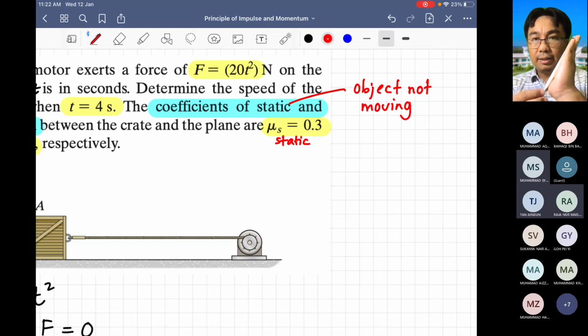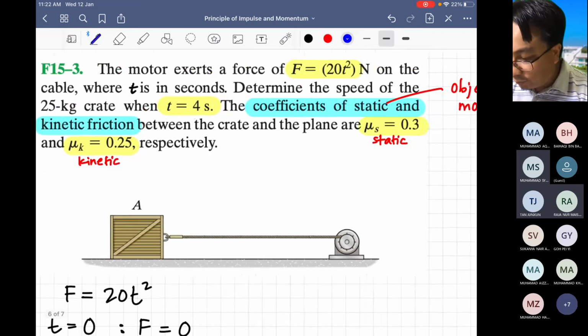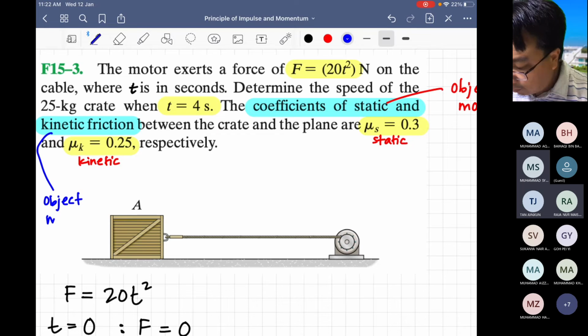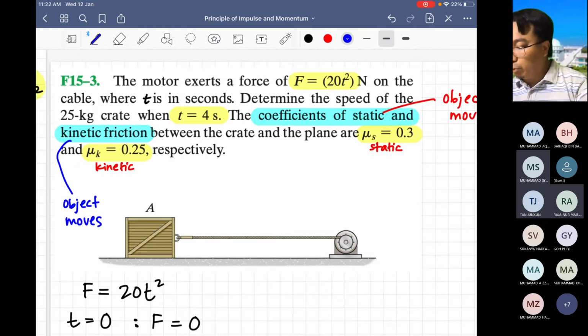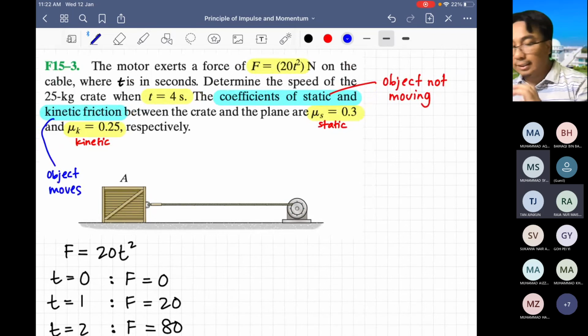Tapi bila saya sengetkan lagi, bila dia mula bergerak jatuh, masih ada coefficient of friction yang bertindak, but this is no longer coefficient of static friction. Bila dia start moving, then it is coefficient of kinetic friction. When object moves, you pakai kinetic friction. When object is not moving, static friction.